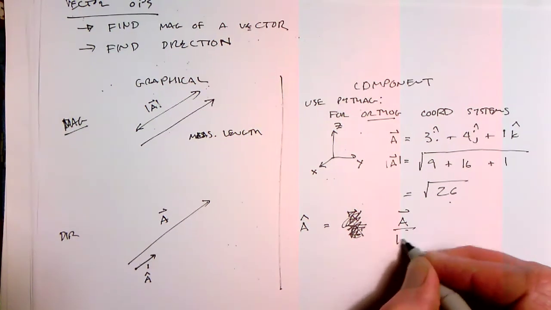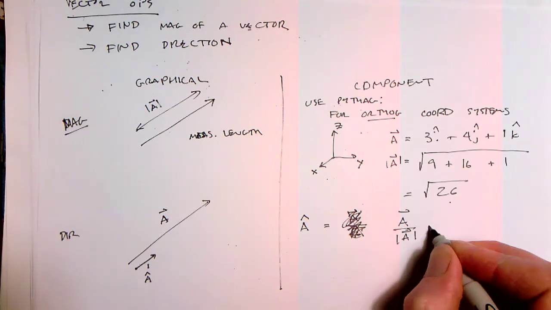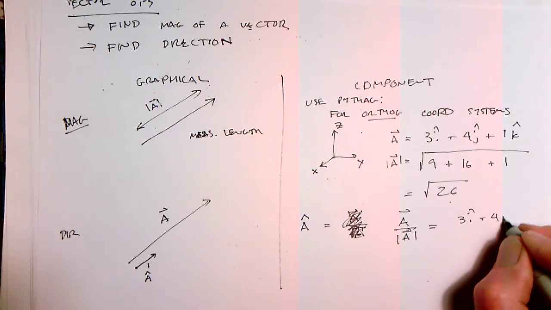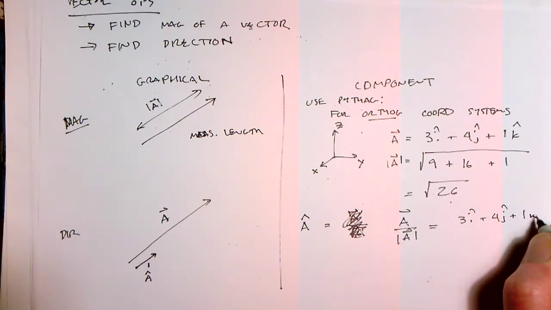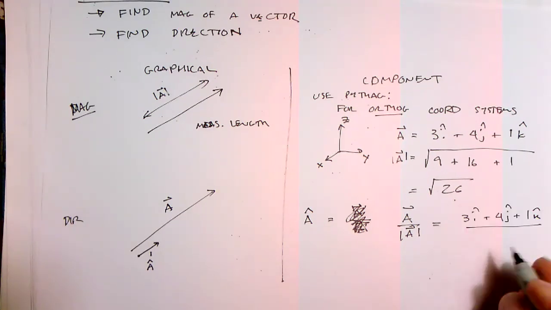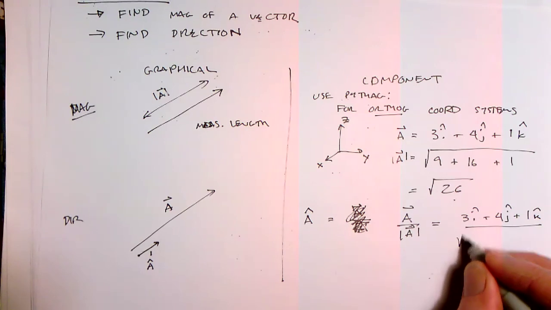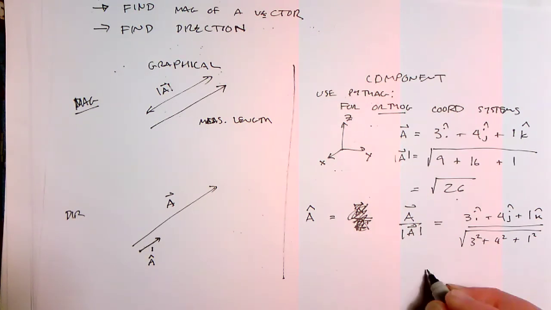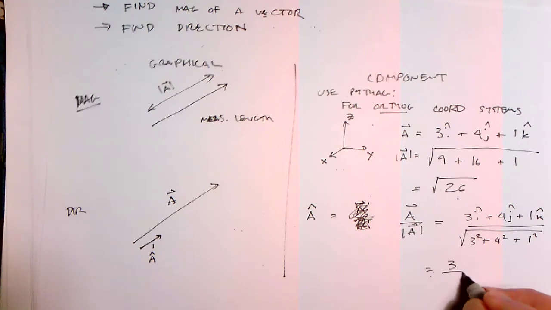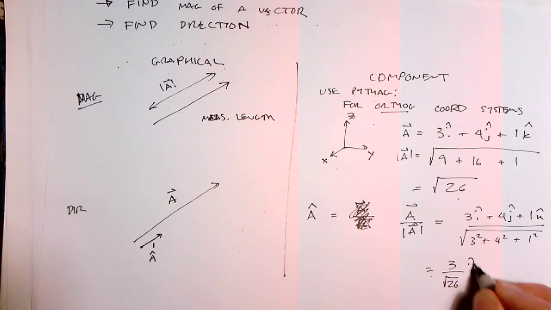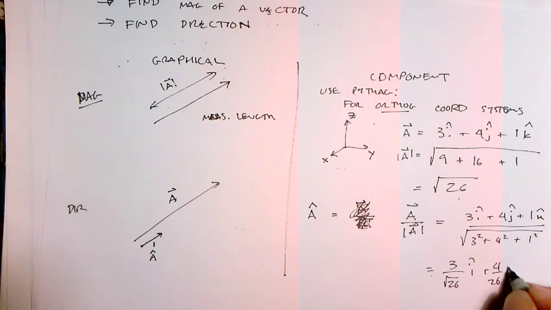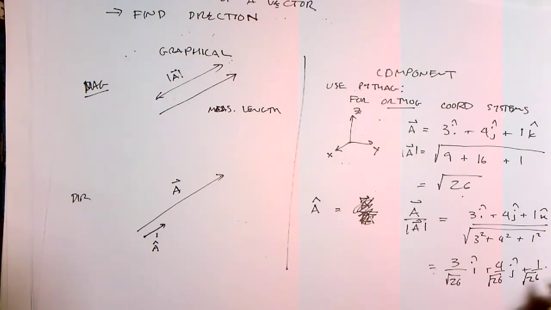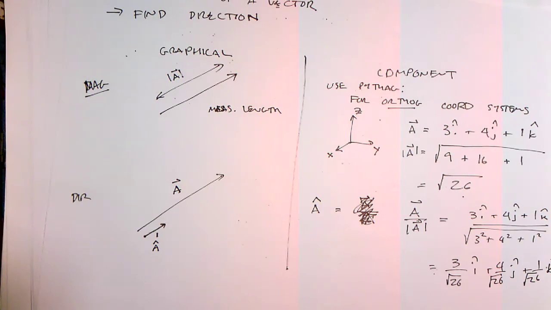So I take the vector and divide the vector by its magnitude. In this particular case, I would take 3i hat plus 4j hat plus 1k hat, all divided by the magnitude of the vector, the square root of 3 squared plus 4 squared plus 1 squared, which is in turn 3 over the square root of 26 i hat, 4 over the square root of 26 j hat, 1 over the square root of 26 k hat. Of course, all those 26s are square roots.